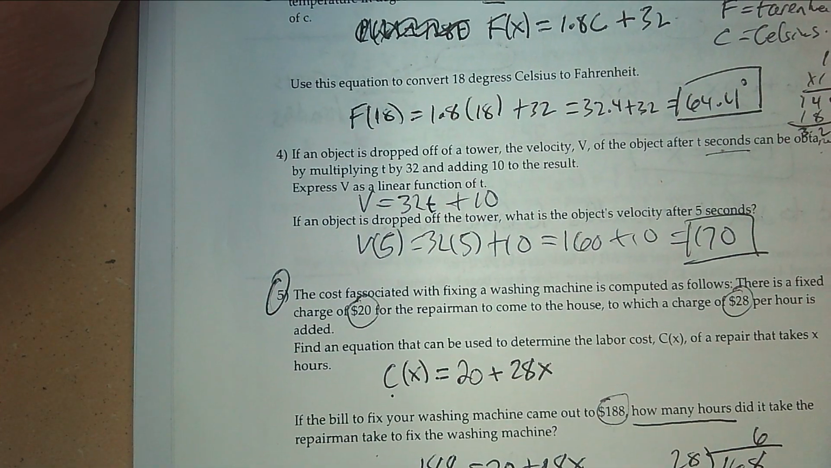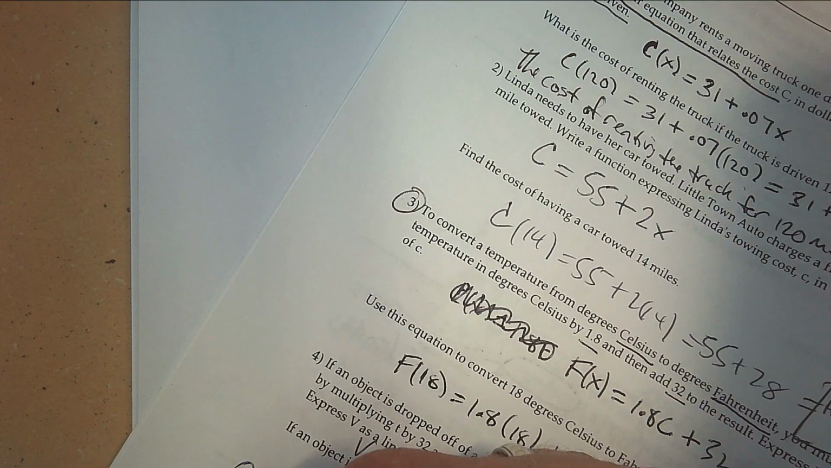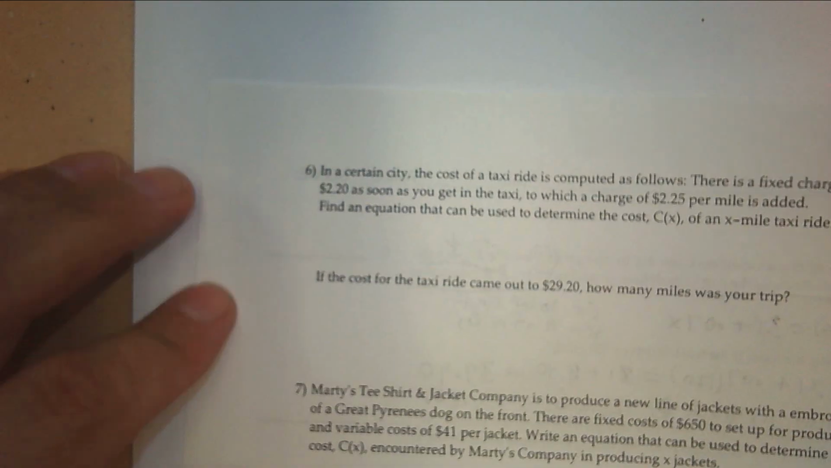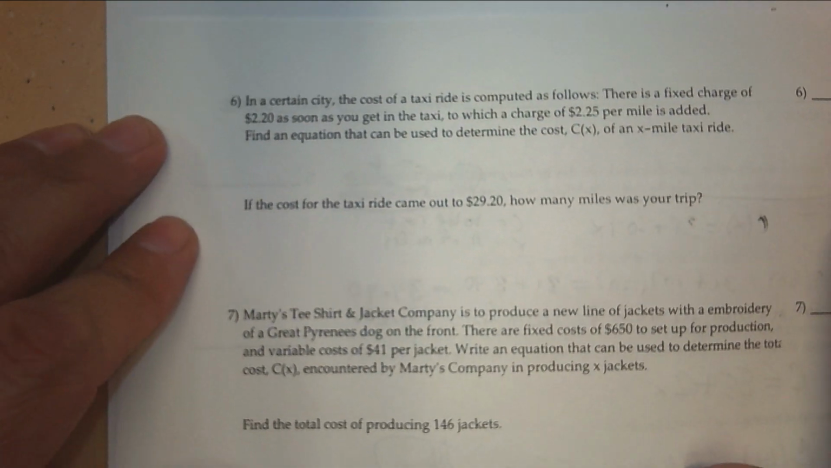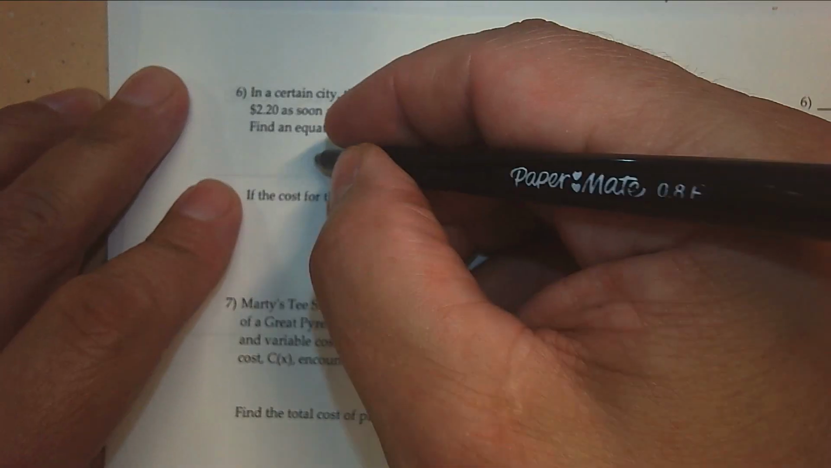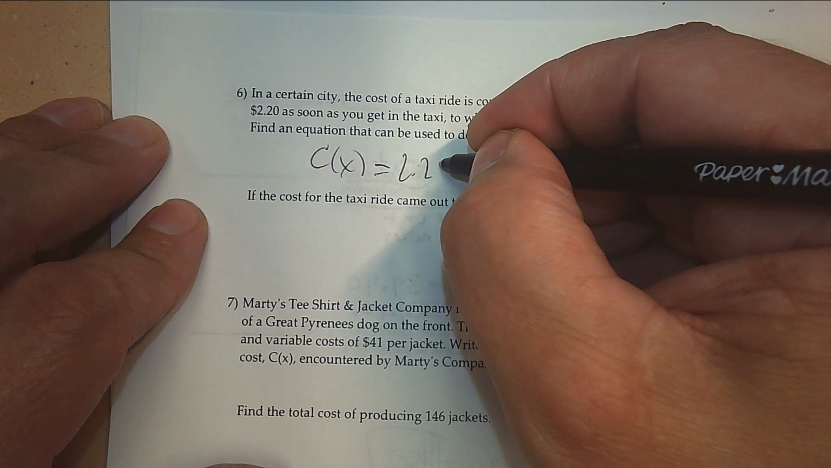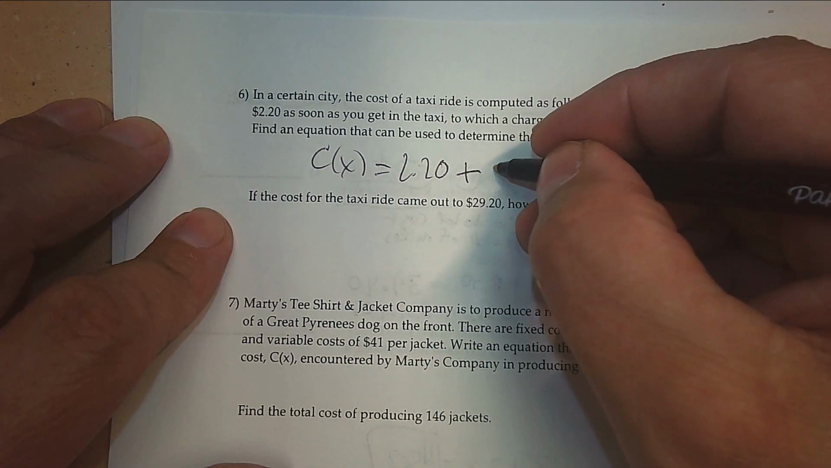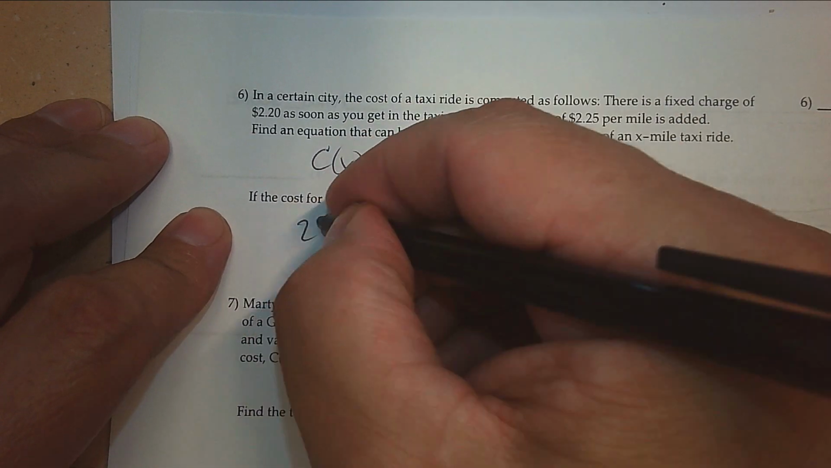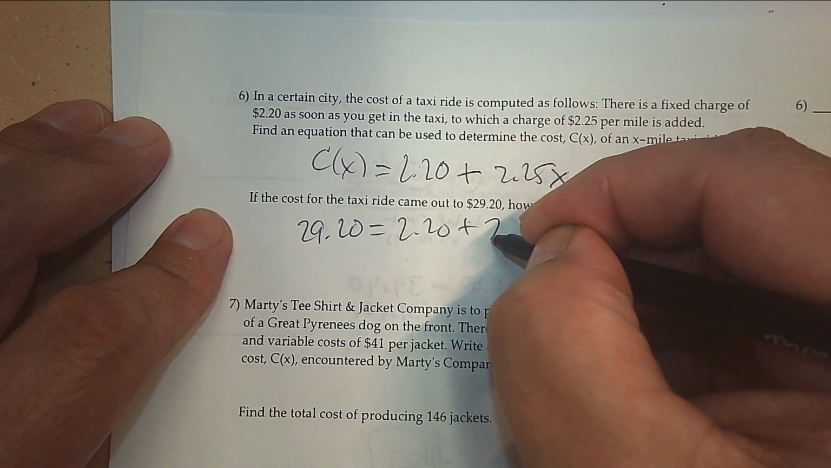All right, turn the page. So again, it's best if you try it and then you can watch the video and do the homework with me. So in a certain city, the cost of a taxi ride, there's a fixed charge. So we have a cost equation. So it costs $2.20, and then you add $2.25 per mile. If the cost came out to $29.20, how many miles did you go?